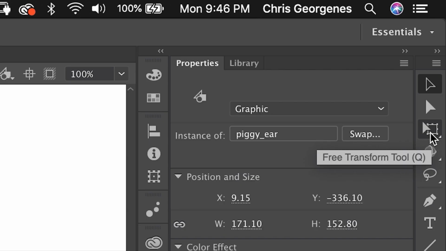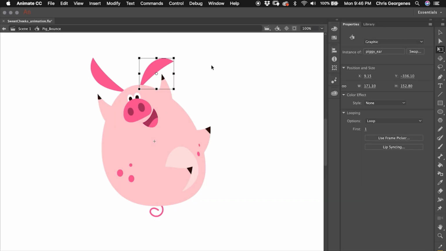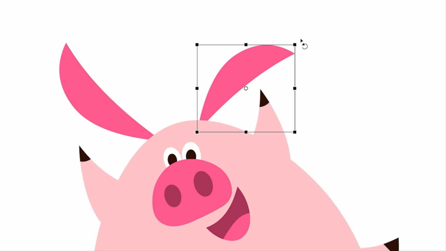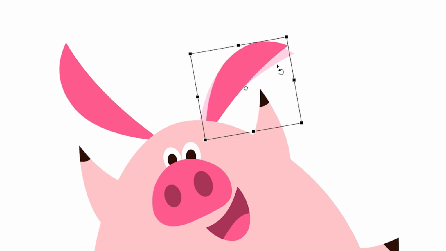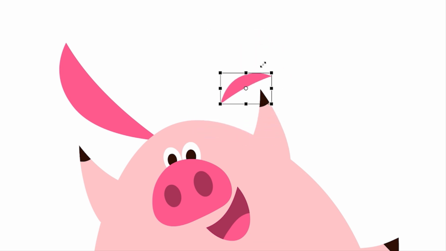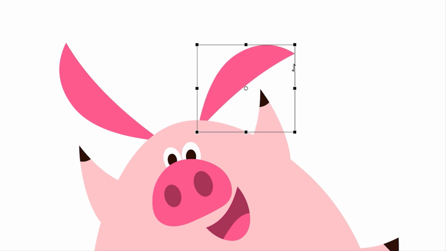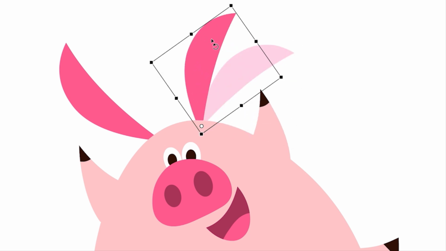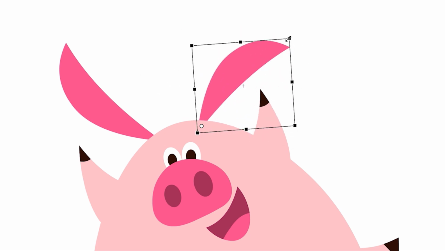The next step is to grab the Free Transform tool or hit Q on your keyboard. And you'll notice the white dot in the center. That's the center point of this symbol. When I rotate and scale this symbol, it is all based on where that dot is. So what we want to do next is edit the center point location so that this object will hinge naturally. For the ear, I'm going to move the center point to where the ear connects to the body. Now you'll notice when we rotate and scale and skew the symbol, it'll look and act more anatomically correct.